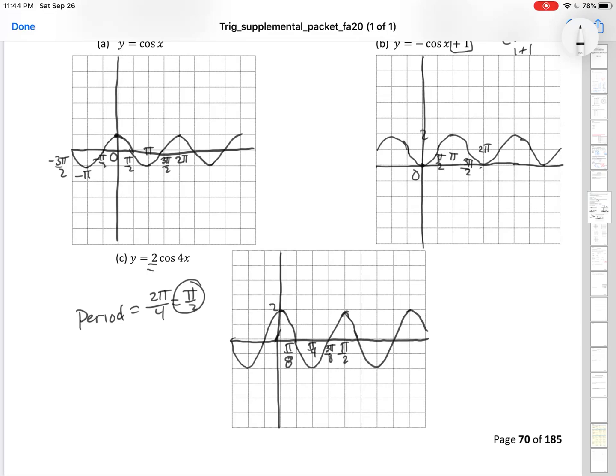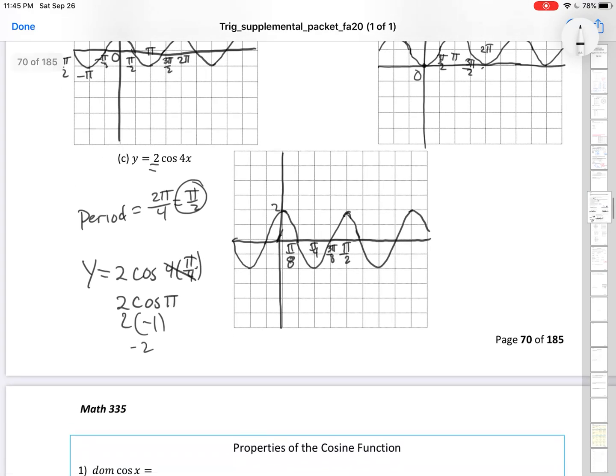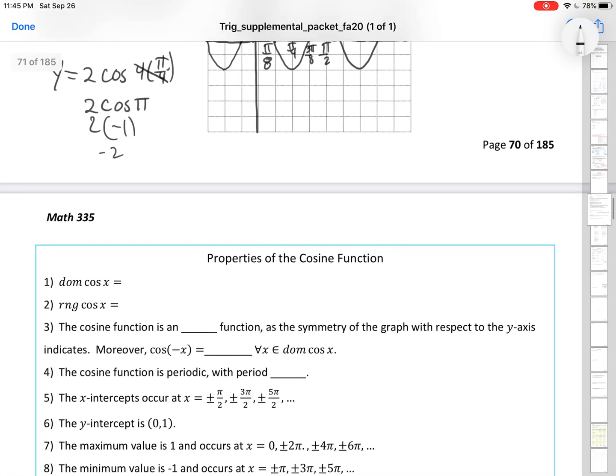So down there, you want to check yourself? Let's do it. If we go check ourselves, let's check the pi over 4. I'm claiming that at pi over 4 will be negative 2. So y equals 2 cosine of 4x, and I'm going to plug in pi over 4. Well, the 4's are going to cancel. This is 2 cosine of pi. What's cosine of pi? Well, that's negative 1. What's 2 times negative 1? Negative 2. And it looks like I'm perfect, right? You can check other points along the way, but it's great.